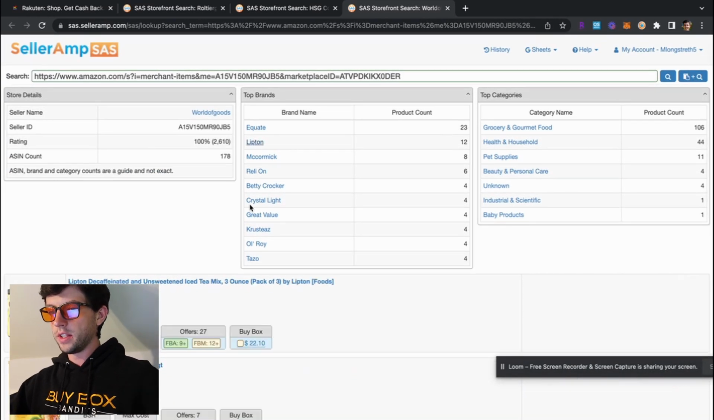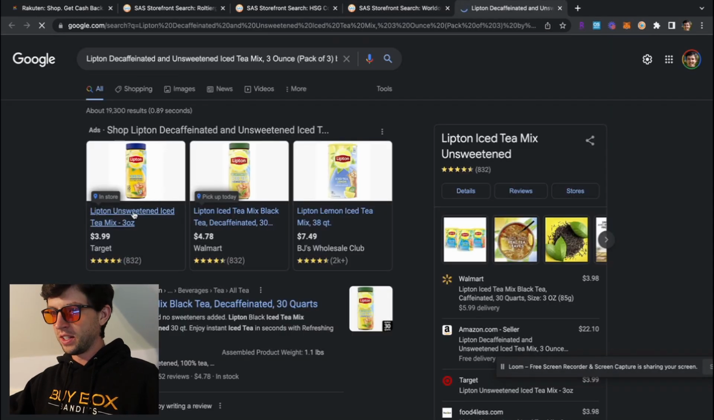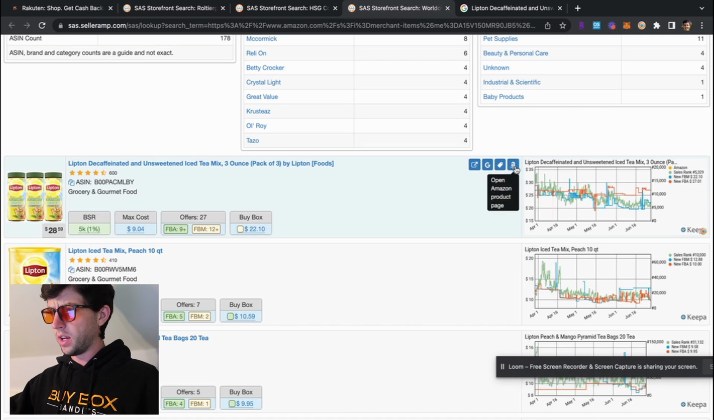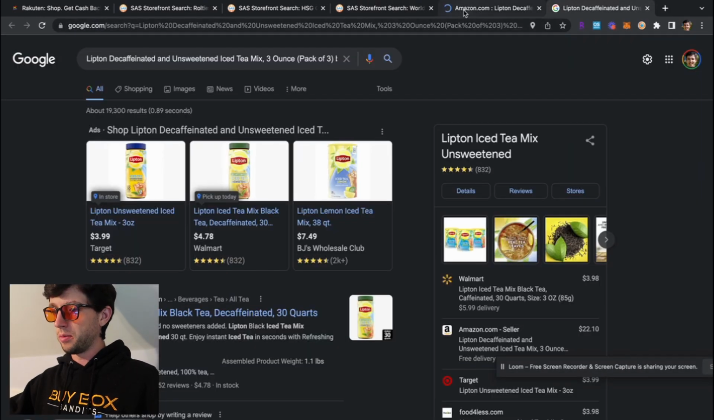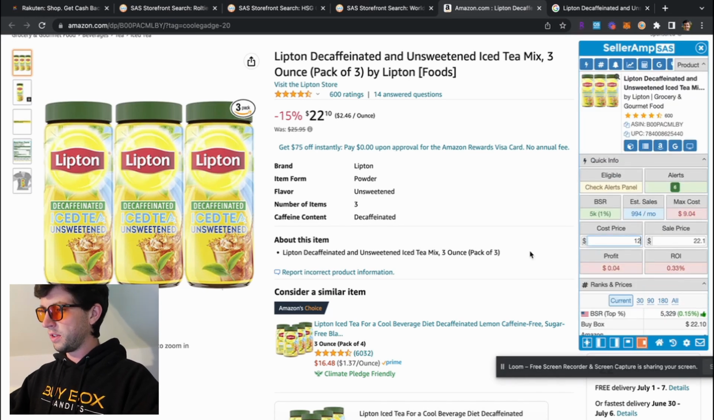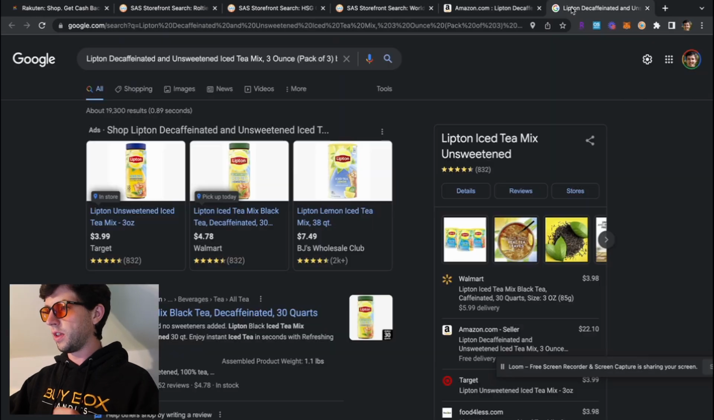I'll check out Lipton, some iced tea right here. Pack of 3. This looks promising. Right here, Target, so $3.99, so you'd end up paying about $9. Or no, sorry, $12 right there. So that's close, but not quite. 12, yeah, it doesn't fit. Looking for competition, it's a little high. There might be a coupon with Target right here.